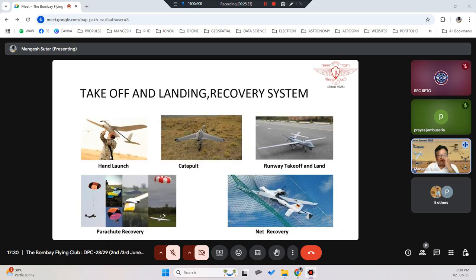So how do you take off the fixed wing or landing recovery system? Normally you can take off by using hand launch, or you can do catapult launch, or you can use a runway to take off and land. In catapult, normally it will land either in a zip line, or maybe a parachute recovery or a net recovery can also be done. In handheld and catapult, normally recovery is parachute recovery, net recovery, or a zip line recovery. Whereas on a runway takeoff and landing, it will normally take off and land on a runway. That is how your system is there.